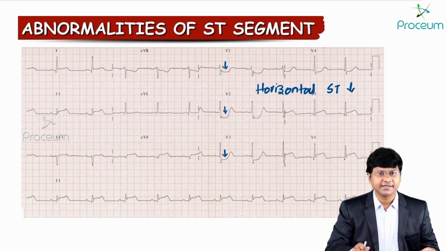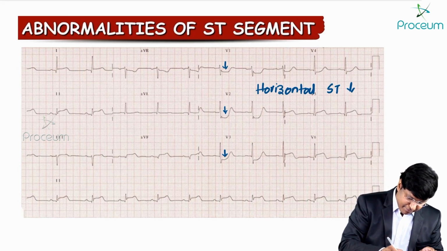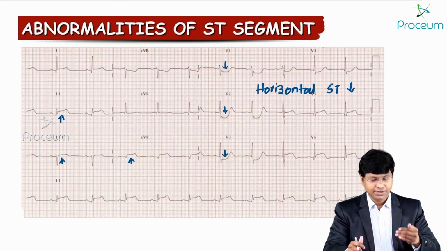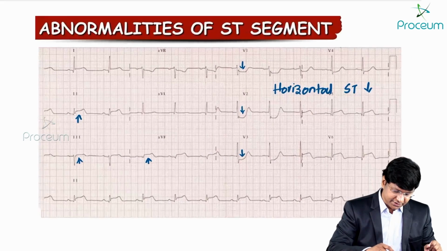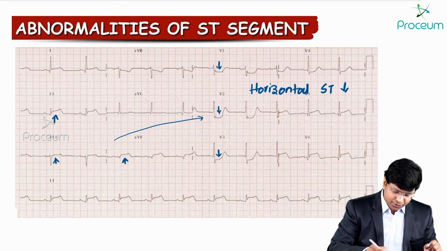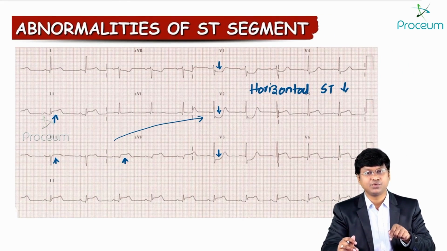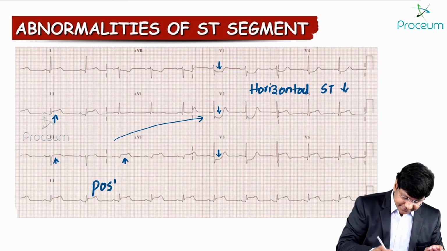Along with that, you also observe leads 2, 3 and aVF in this patient. There is mild ST elevation in 2, 3 and aVF. So if there is ST elevation in 2, 3, aVF, what is that suggestive of? With the background history of chest pain, you have to think of inferior wall MI. And in this patient with inferior wall MI, you have ST segment depression from lead V1 to V3. What is this suggestive of? This is suggestive of posterior wall MI.